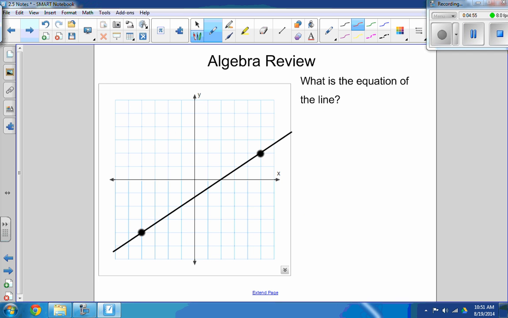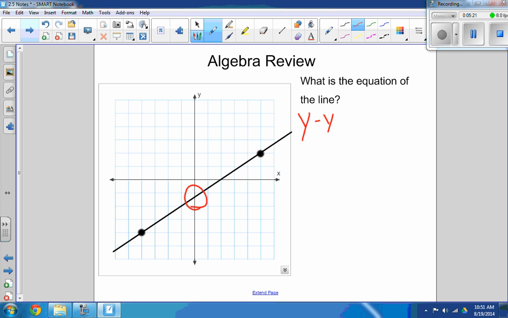Let's do a little bit of algebra review. So what is the equation of this line? Now, it's not obvious where I'm crossing the y-axis. So I can't use slope-intercept form to solve this. We're going to use point-slope form. Point-slope form is this equation.